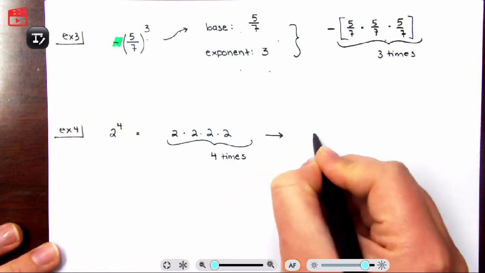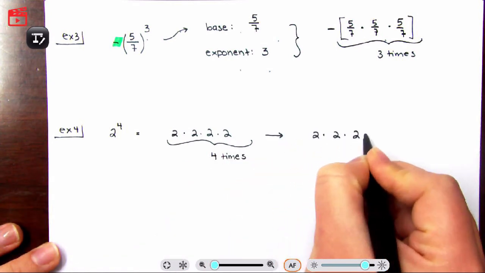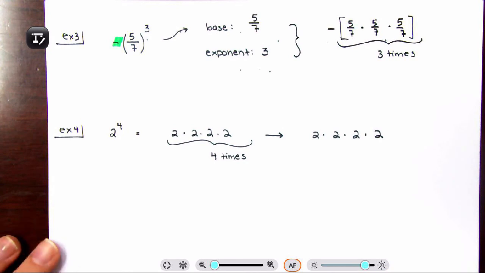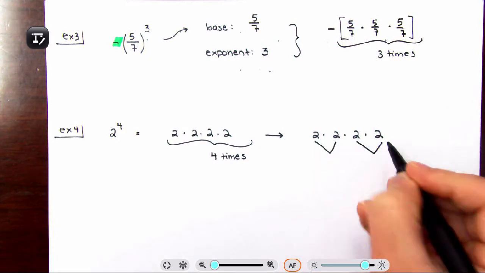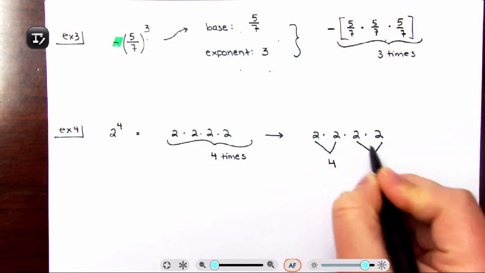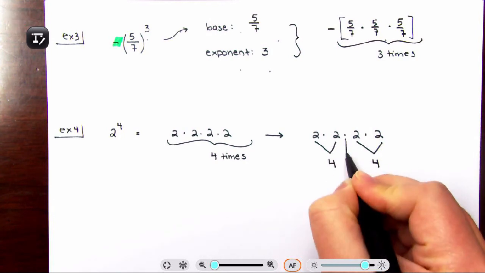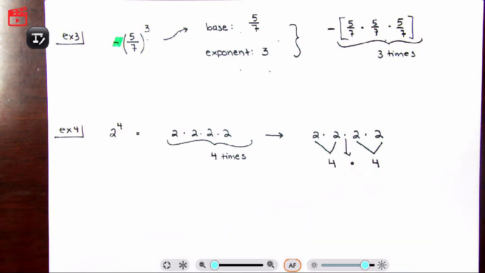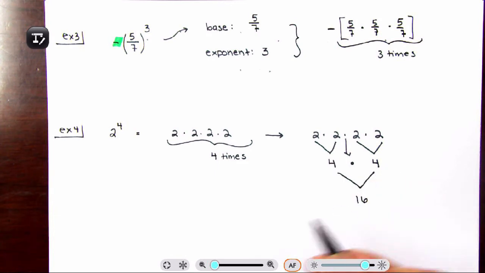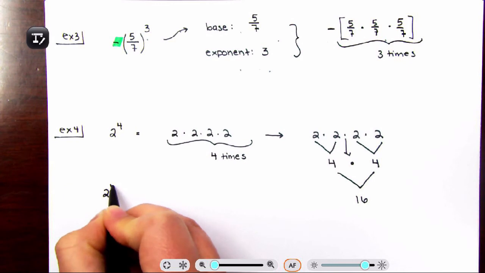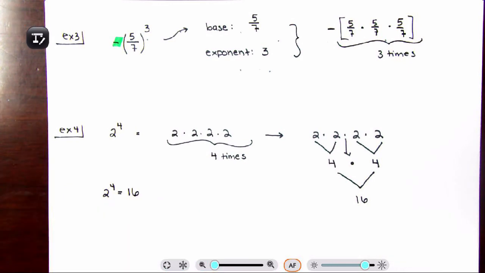So how would I evaluate that without using a calculator? You have 2 times 2 times 2 times 2. What you're going to do is pair them, 2 at a time, no pun intended, because we're working with the number 2. I'm going to multiply these first. 2 times 2 is 4. 2 times 2 is 4. Now I still have a multiplication in between them, so I'm going to do it again. 4 times 4 is 16. So my answer for 2 to the 4th power is 16.